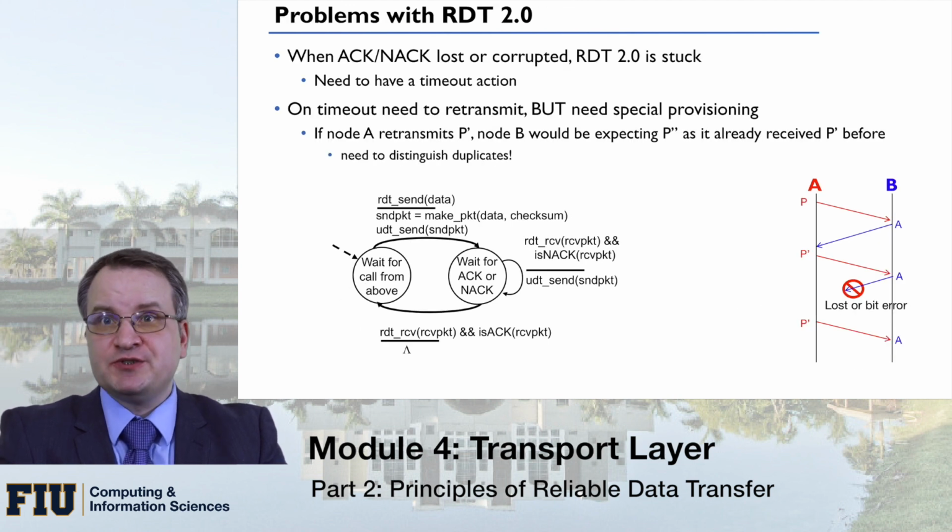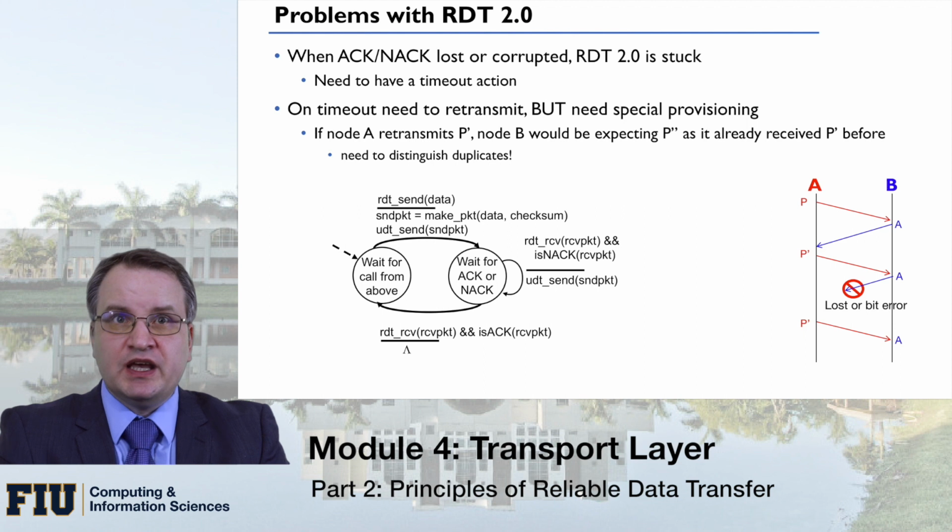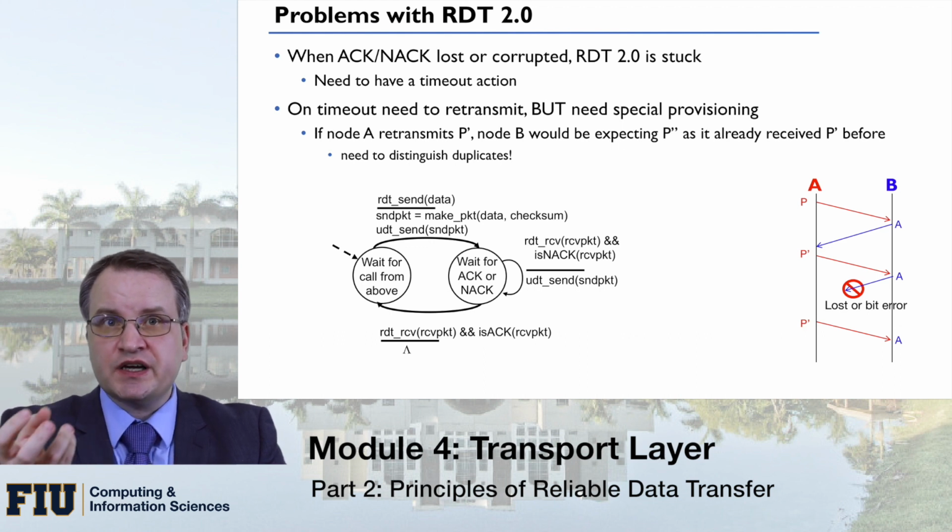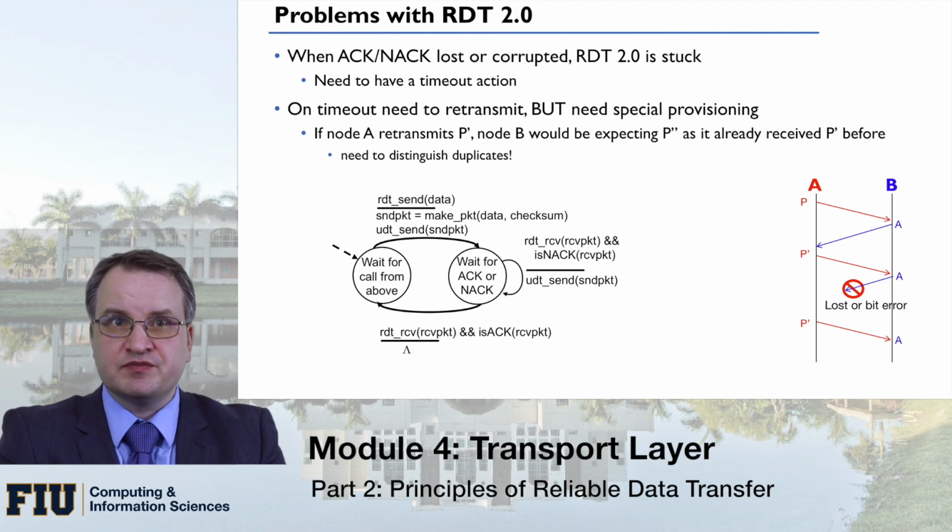So there is actually a bunch of problems in this protocol. And the first problem is what would happen if the feedback is lost. As soon as the feedback is lost, either acknowledgement or negative acknowledgement, the sender will be stuck. It will be stuck in a waiting state, and in this model, there is no way it can get out of the state.